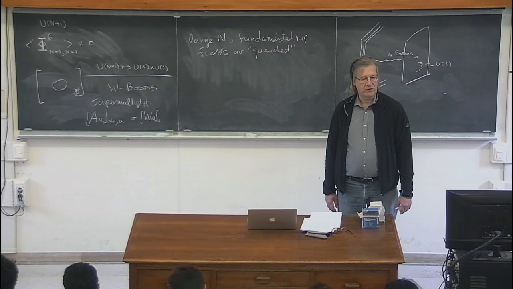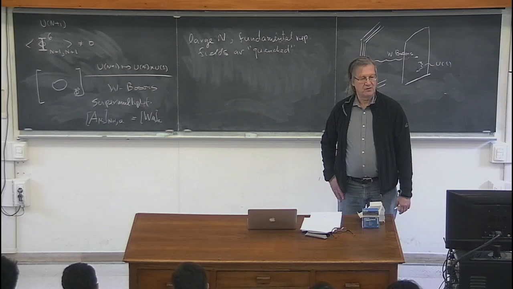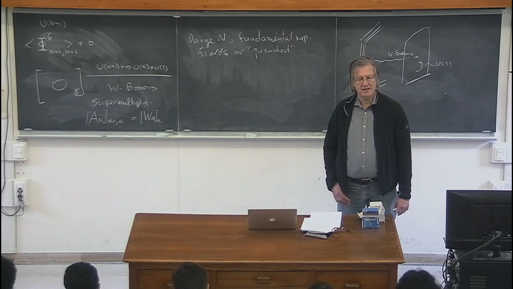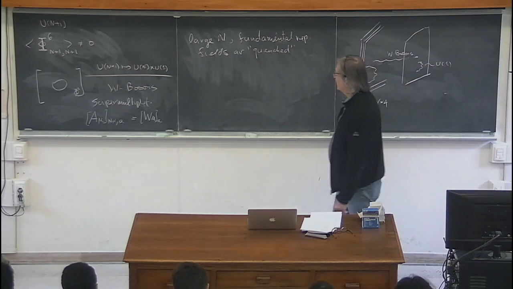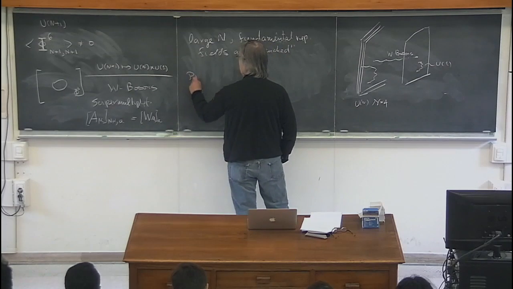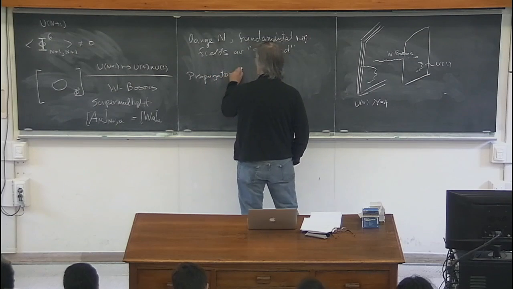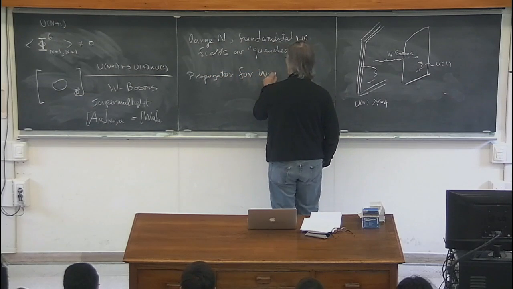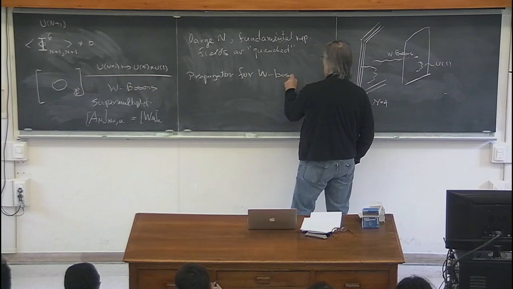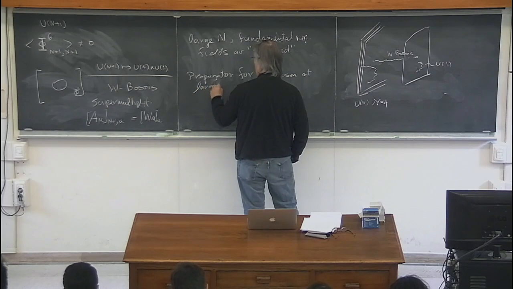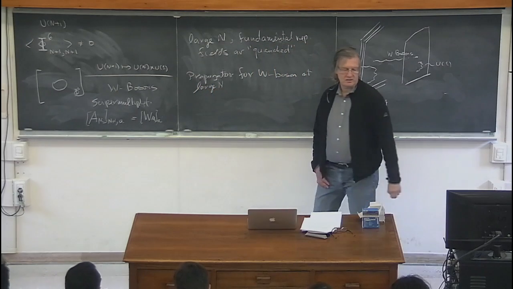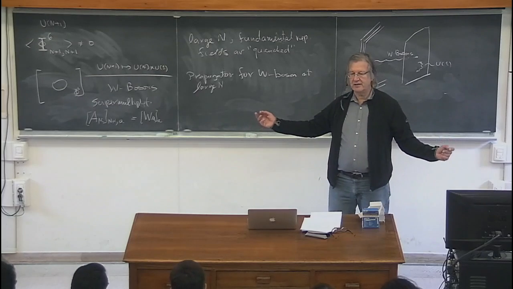It allows you to throw away internal loops with W bosons, if you really look at large N, and just keep the internal lines that you have to keep to make the amplitude that you want. So for example, the propagator for a W boson at large N in Feynman diagrams will have the W boson line threading through it.